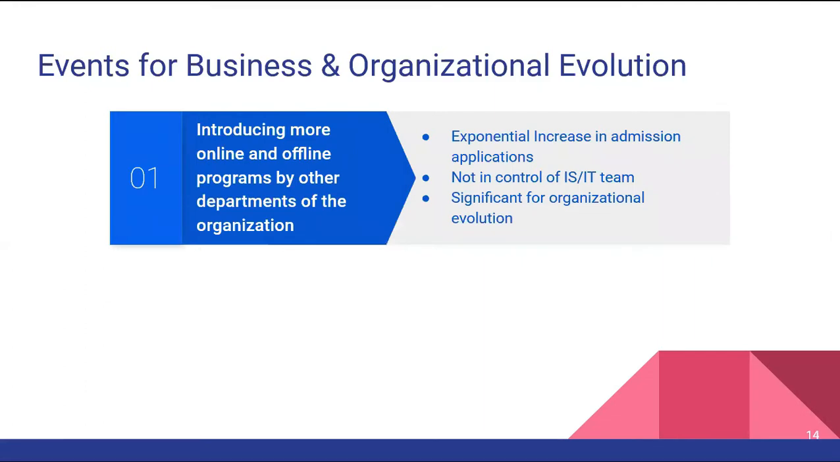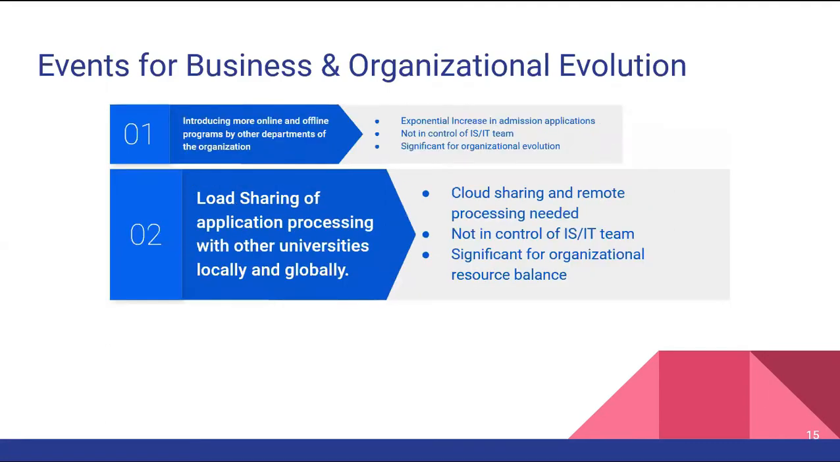Our first trigger scenario talks about the introduction of more online and on-campus programs by different departments of the organization that would cause an exponential increase in the admission applications. Such a scenario will be evolutionarily significant to the organization itself, but will also be outside the control of the Infotech team.